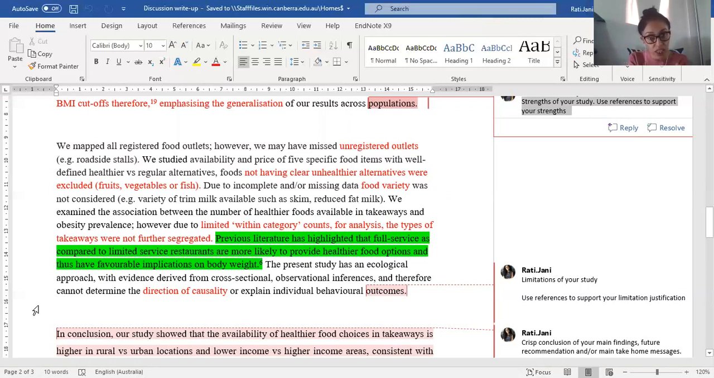So see, you're acknowledging the thing in the previous literature that, yes, this is an important point. This has been done in the previous literature, but you couldn't do it because of limited sample size. Does that make sense?